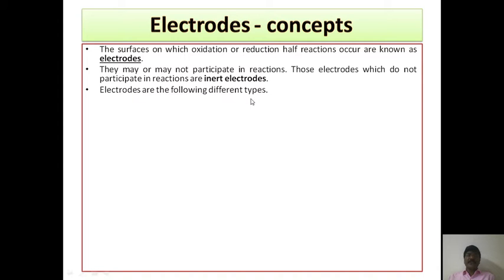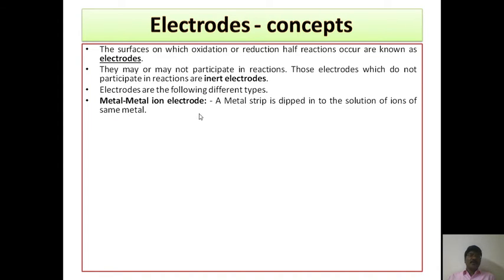Electrodes are of the following different types. First of all, the metal ion electrode. A metal strip is dipped into a solution of ions of the same metal. For example, M^n+ | M. This is the metal ion, this is the solid state, and this is the aqueous state. For example, the copper electrode, Cu^2+ | Cu. This is the metal ion, this is the metal. Metal ion electrode.